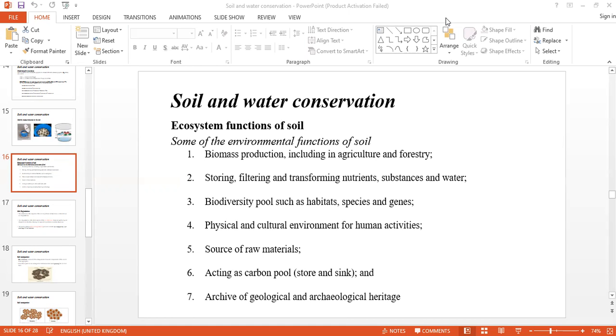Then it's also a biodiversity pool, meaning that you have different microorganisms in the soil, the bacteria, the viruses, the earthworms, and things like that. So you have different species of microorganisms found there. It's also used for human activity, where people put their homes and build shops and things like that. The other one is raw material, for those who want to build and use it for construction.